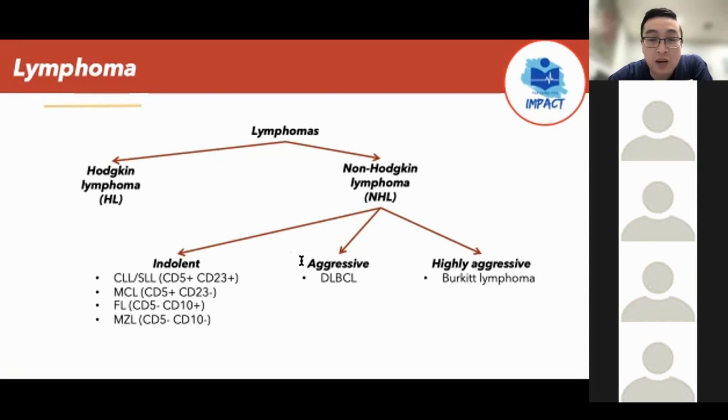And then there's one aggressive type of lymphoma that you need to know, and that's DLBCL, which stands for diffuse large B-cell lymphoma. You should know the treatment for this, and I think someone mentioned it earlier in this talk. The treatment is R-CHOP. Do people remember what R-CHOP stands for?